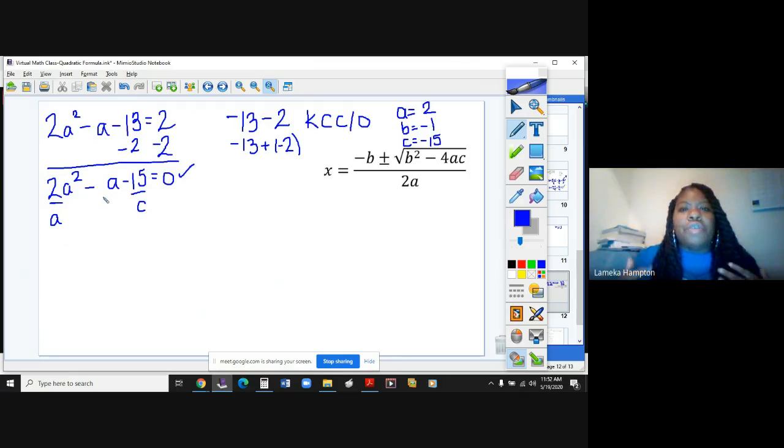So remember, when a variable stands alone, by itself, the coefficient is always going to be 1. So I'm just going to put a 1 in front of that, so that way everybody can see it. All right.